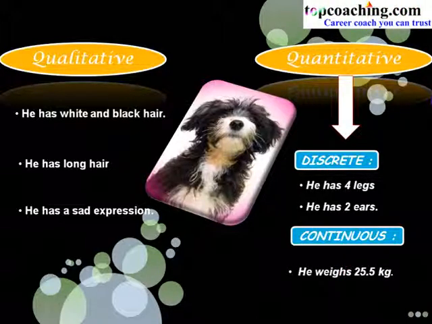Now in continuous data, he weighs 25.5 kg and he is 565 millimeters tall. His weight is 25.5 kg. 25.5 is not a whole number at all. That's why it falls into the category of continuous data, not in discrete data.